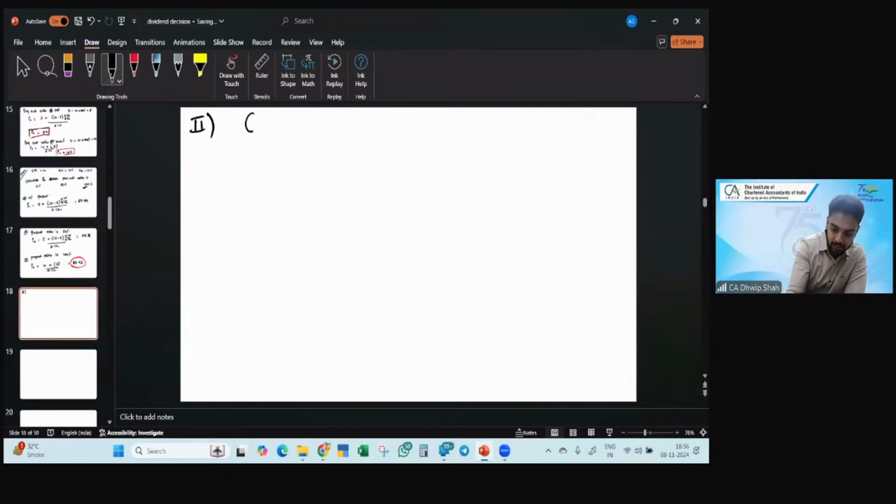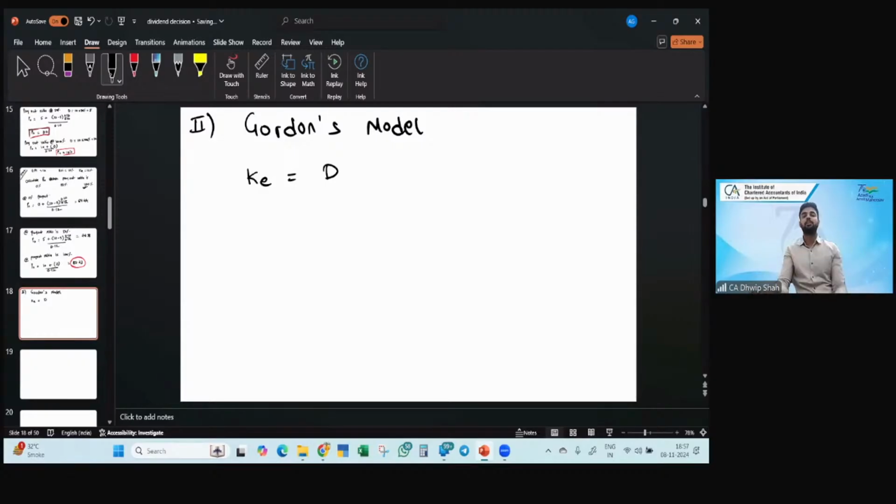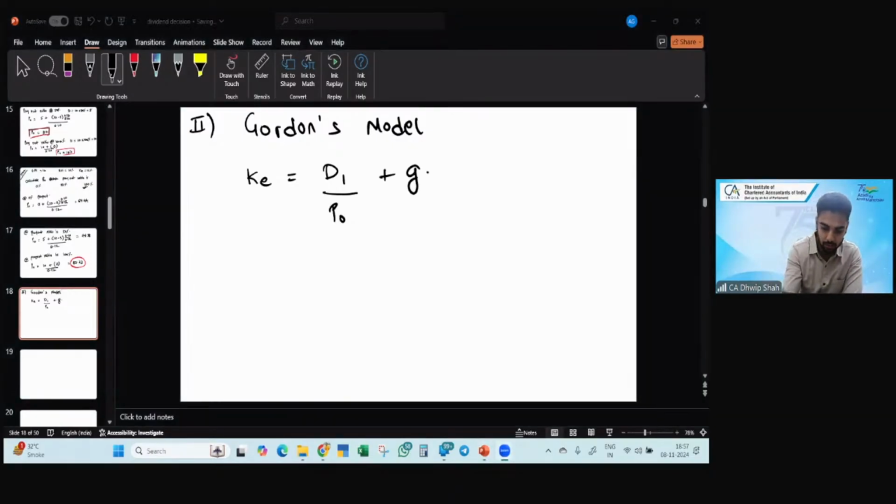Next model is Gordon's model. This also you have learned in cost of capital chapter. Hope you remember this formula. As I told you, there are 6 different methods to calculate KE. One was E upon P0. Second was D1 upon P0 plus G. Constant growth model in KE. Yes, growth model. Correct.